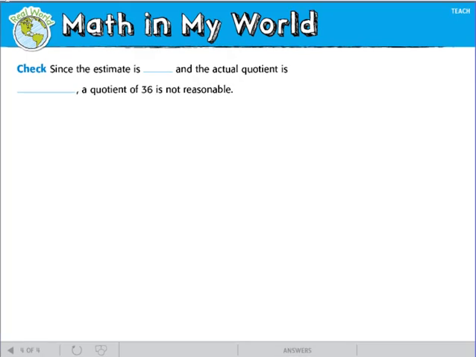So since the estimate is 300, and the actual quotient is 306, remainder 22, a quotient of 36 is not reasonable. Okay?